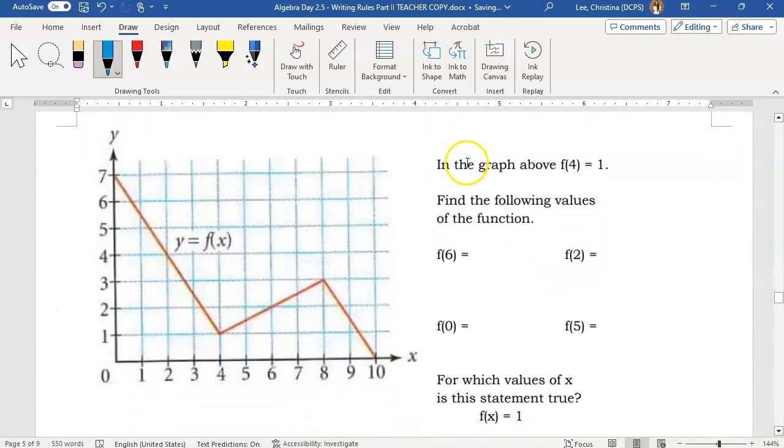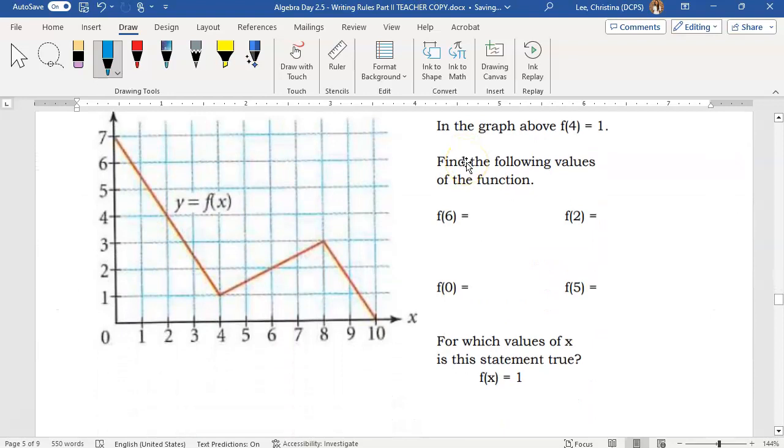For these graphs here, we're just analyzing in the graph above f, in the graph to the side, f of 4 equals 1. So when x equals 4, y equals 1. Find the following values of the function. So f of 6 is here, so that would be here, equals 2. F of 2, that's here, equals 4. F of 0 is here, our starting point is 7. F of 5, you fill that one in because now I've shown you some examples and you can do that.